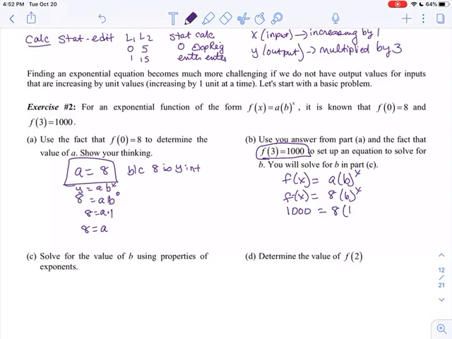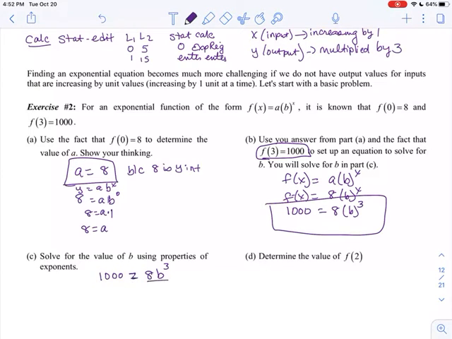And I actually have my y. y is 1,000. I'm going to use this point right here. So y is 1,000 and x is 3. 8 times b to the 3rd. So there I go. Now, once I have an equation like that, I can solve for b. So I'm going to do that in part C down below.